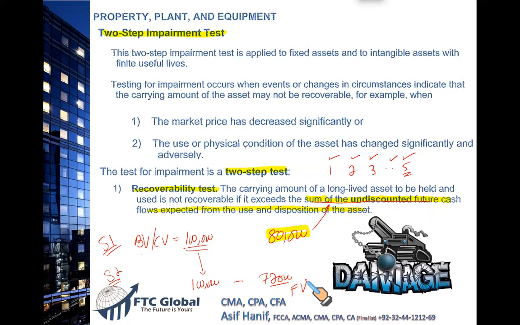Now it is evident that an item that I'm carrying in my books for $100,000 basically has a fair value of only 72,000. That means there is an impairment equal to 100,000 minus 72,000, so $28,000 is the impairment of my asset. I must book this as a loss.